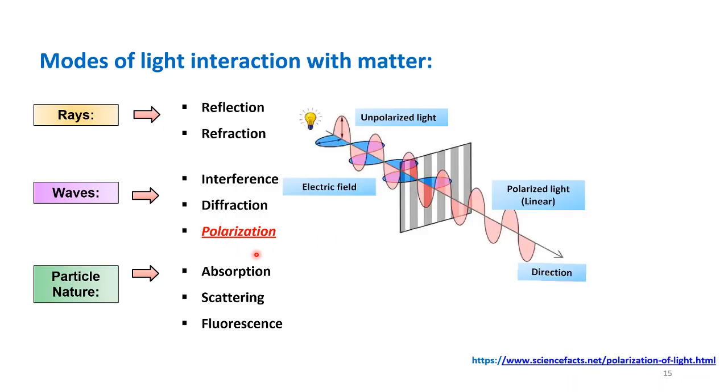Then we have polarization. Polarization is actually to make the wave in a linear or unidirectional form. We have an unpolarized light, which has an electric field and magnetic field, and if we put a polarizer in between, it will eliminate the magnetic field. But we are only getting a single direction in both the fields. So that is the polarized light, or that is linear.